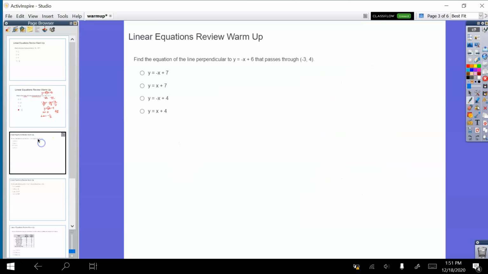All right, number 2. It says find the equation of the line perpendicular to y equals negative x plus 6 that passes through negative 3, 4. Okay, so now we're finding the equation of the line. Equation of the line, we like to put that in slope-intercept form. So we're finding the equation of the line that's perpendicular to this line. So y is equal to negative x plus 6 is the given equation, and it's already in slope-intercept form, so it's easy to pull out the slope.